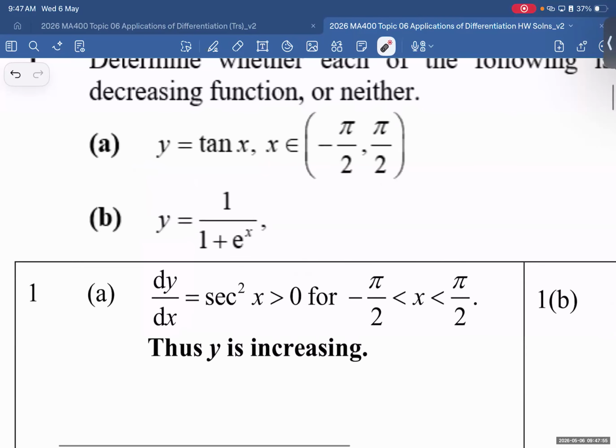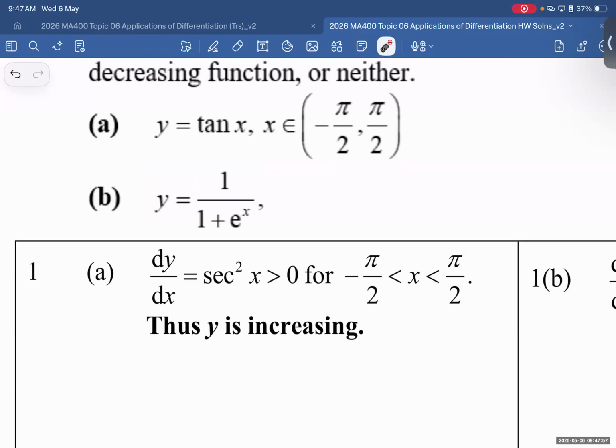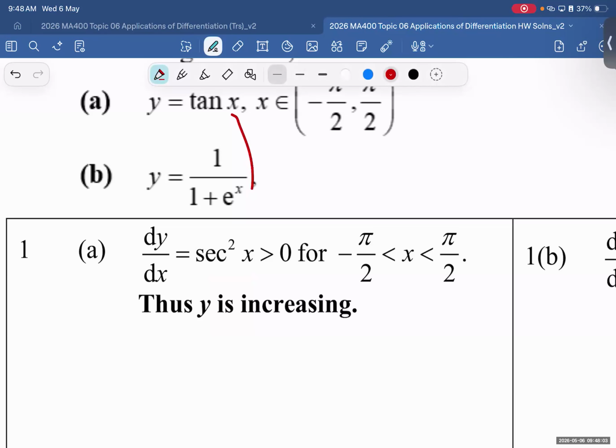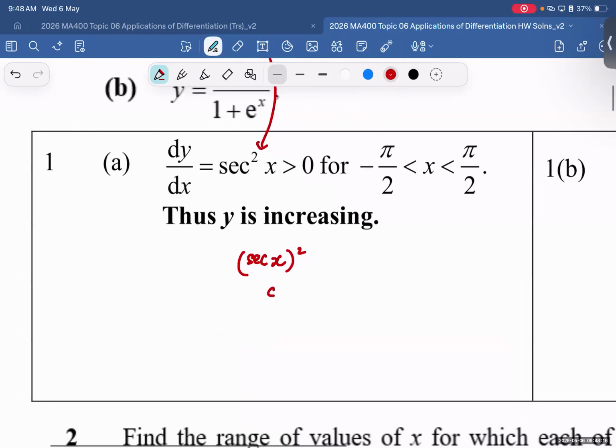Okay, now look, you have secant square. What is secant square? It's a square function, right? When you differentiate tangent, you get secant square. Secant square is like secant x squared, basically more than 0. The square function will basically always be more than 0, right? Can secant x be 0?